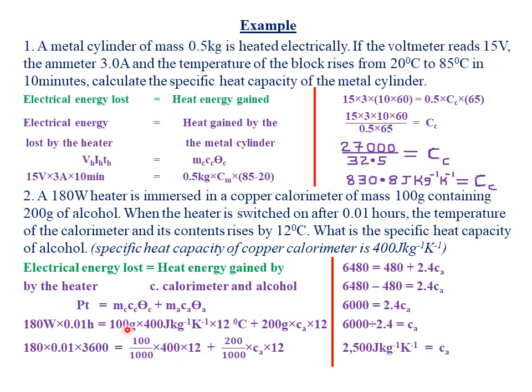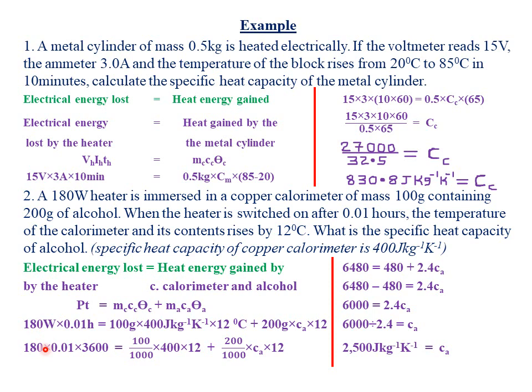If I convert 100 gram into kilogram, which is the SI unit, so we know that 1000 gram is equal to 1 kg. What about 100 grams? So that will be 100 gram over 1000 gram times 1 kg. Then 4 times 400 joules per kilogram per Kelvin times change in temperature, which is just 12, plus the mass of 200 gram into kg divided by 1000. So that will be 200 over 1000 multiplied by specific capacity of alcohol multiplied by the change in temperature.